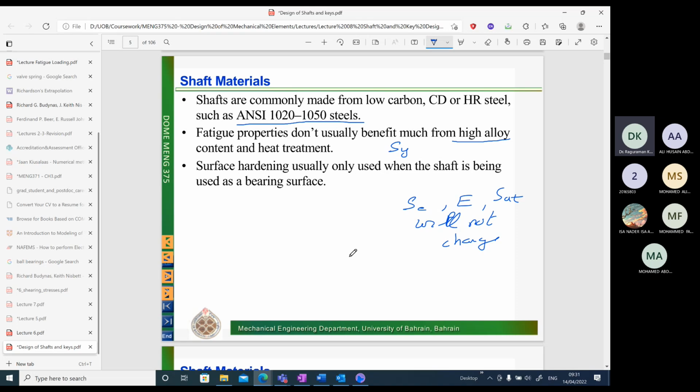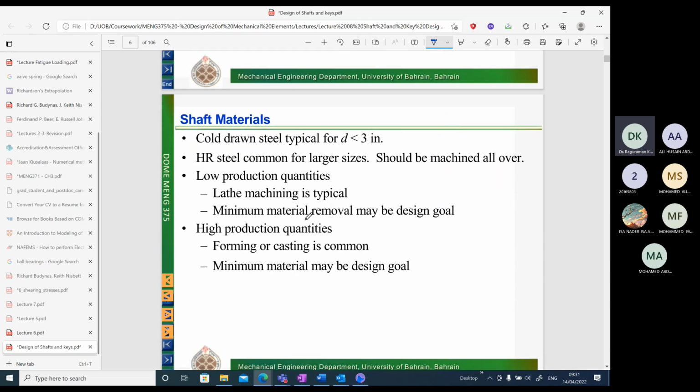Okay, so mostly we use steel. We have seen the material. Let's go to the manufacturing very briefly. If the diameter of the shaft is less than 3 inches, then we use cold drawn steel for the application. For larger sizes, we use hot rolled steel. The larger the size, forming them into different shapes will be difficult without applying some heat and deforming the material.